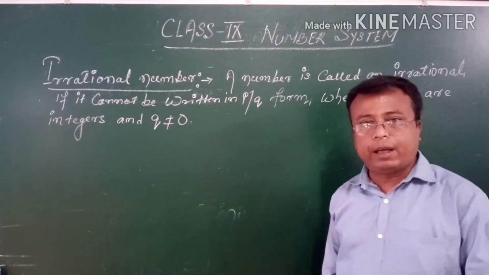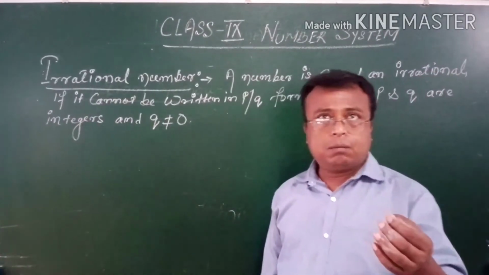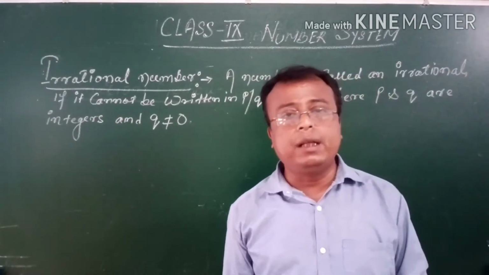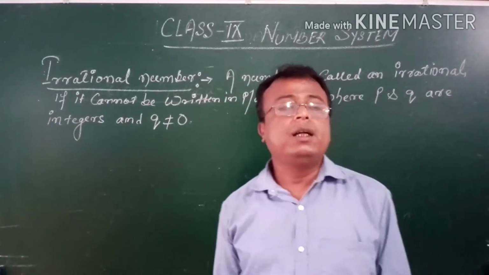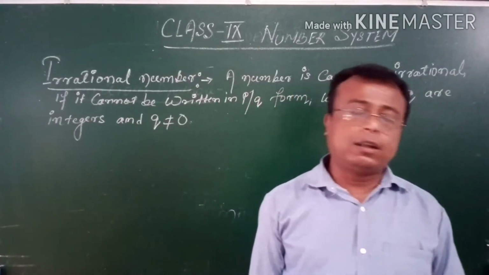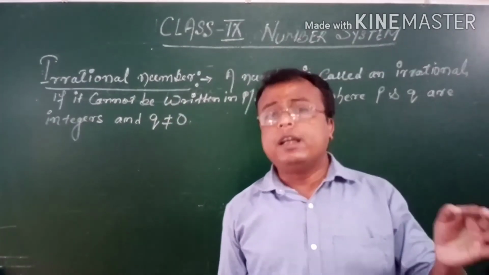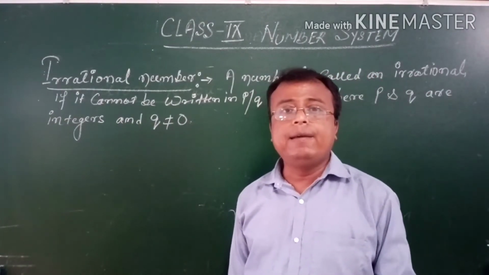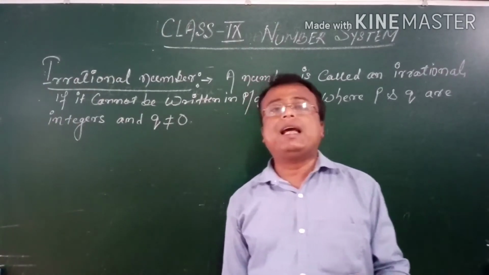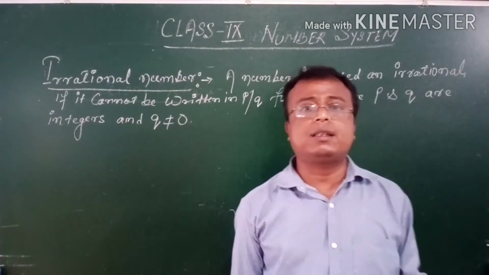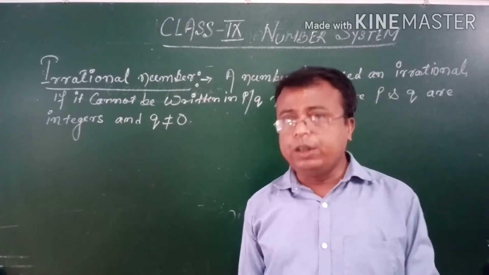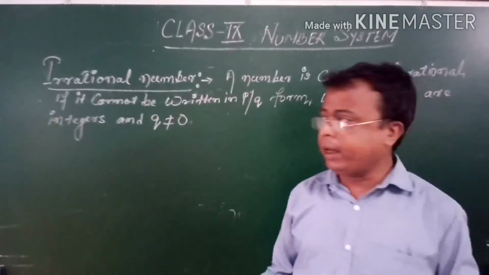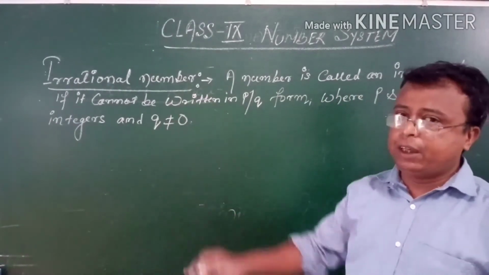If you find the decimal expansion of some number and it is a terminating decimal, it is a rational number. If it is a non-terminating repeating decimal, then it is also a rational number. And if the decimal expansion is non-terminating, non-repeating, then such a number is an irrational number.